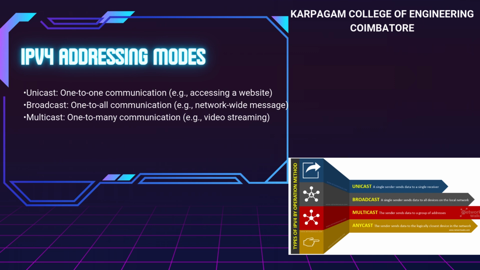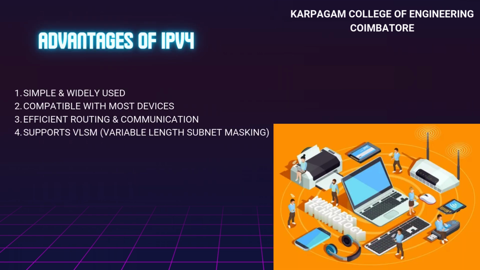What are the advantages of IPv4? It's simple and widely adopted, as most devices support it, and it allows effective routing and communication, so we can optimize the network. It's compatible with older devices. It also works well with existing technology. It supports VLSM, variable length subnet masking, which allows flexible subnetting, and well-established security protocols like firewalls and VPNs are built around IPv4.